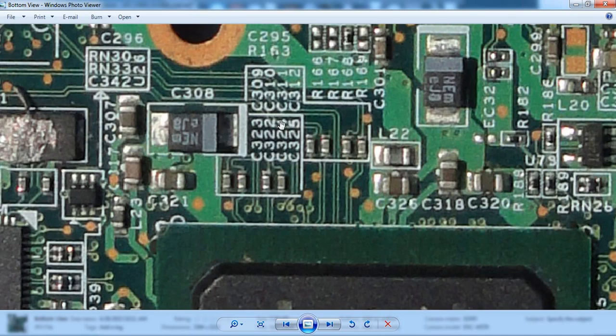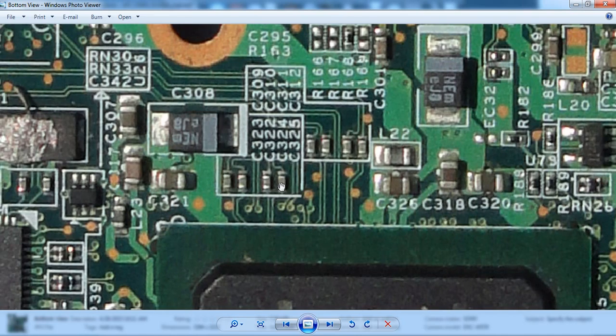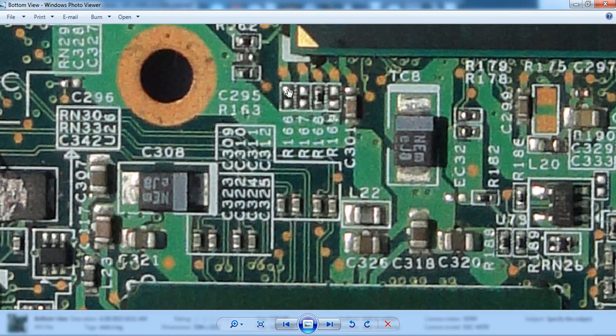C323, C322. Okay, these are all the capacitors: C323, 324, 322, 324, 325. If it is a power capacitor, then the name will be PR. That's all. Okay, this is a resistor. There is no resistor here, and this R168 is present here. Okay, these are all the resistors.